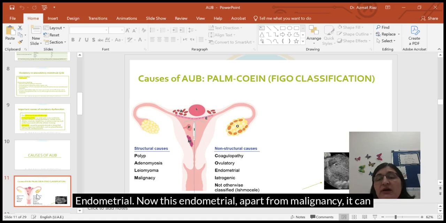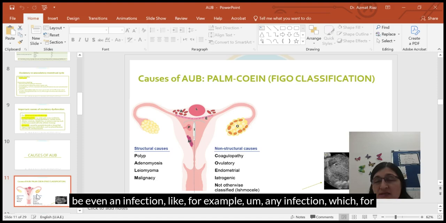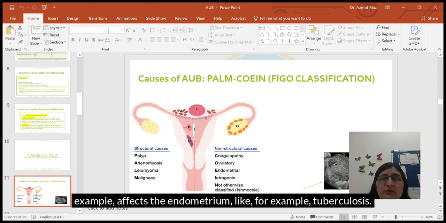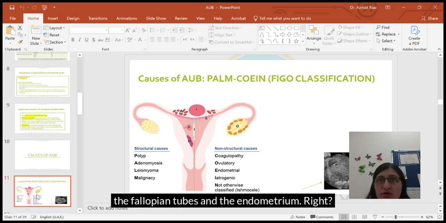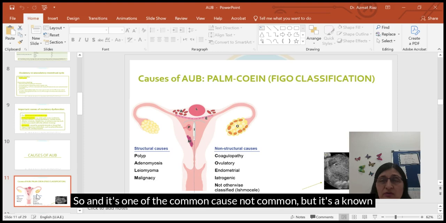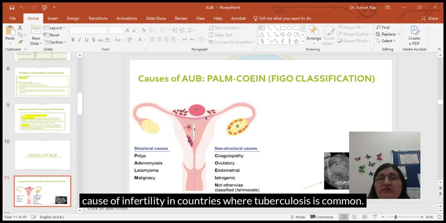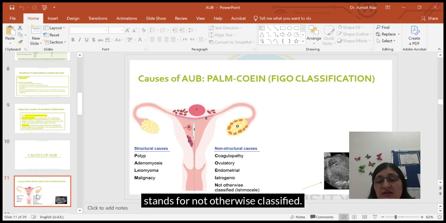Endometrial. Now, this endometrial, apart from malignancy, it can be even an infection, like, for example, any infection which affects the endometrium, like tuberculosis. Okay, so tuberculosis can even affect the fallopian tubes and the endometrium, right? It's a known cause of infertility in countries where tuberculosis is common. Then iatrogenic, as we discussed, because of medications, and N stands for not otherwise classified.